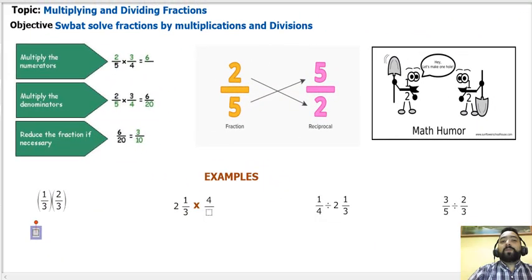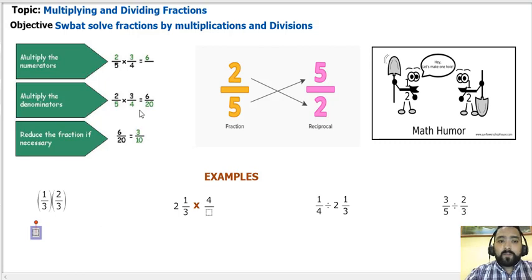Do you know how to multiply and divide fractions? Today you're going to learn with this video. First, you have to know that a fraction is part of a whole number. For example, here we have this math humor that says, "Hey, let's make whole." Why? Because we have 1/2 and 1/2. If you add them, we're going to have one whole, or the number 1.